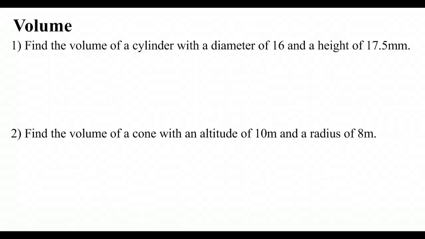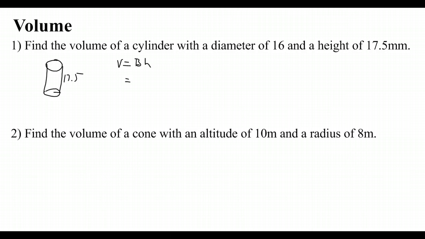The second part of chapter 12 is on volume. To find the volume of a cylinder with a diameter of 16 and a height of 17.5 millimeters. So remember our cylinder here, it gives us the diameter. What we actually need is the radius. The height is 17.5. Remember, our volume is simply the area of the base times the height.